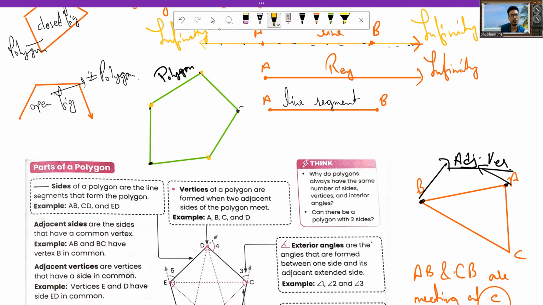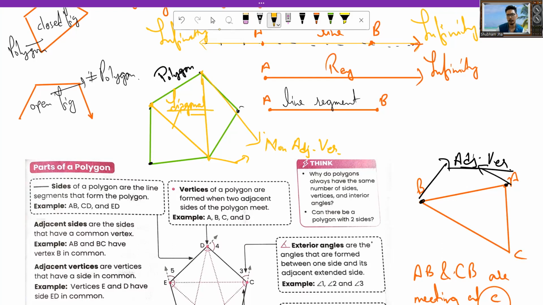So if you draw a line from here to here, or to here. Sorry, this went wrong. To here. So the line connects the two non-adjacent vertices. These two are my non-adjacent vertices. Now this line and this line will be my diagonals.